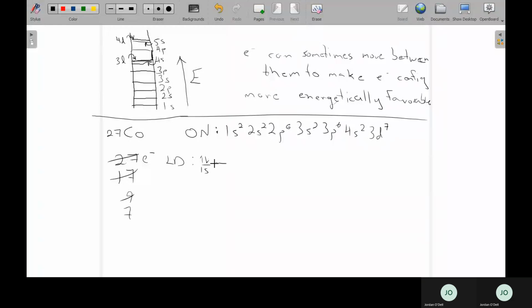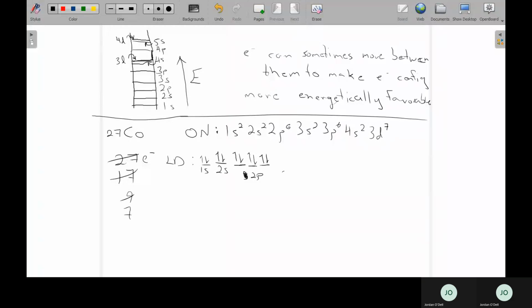Next we're going to have our 2s shell. So still up arrow, down arrow. Next we're going to have our p shell, which has 3 orbitals. 1, 2, 3. This is not 3p, this is 2p. So we're going to singly fill all the same orbital spin, and then we're going to doubly fill. We can shorthand this because we know it's a full shell if we really wanted to.